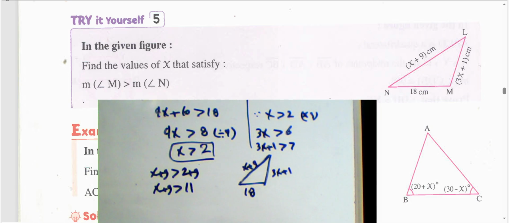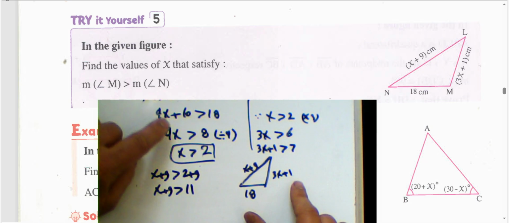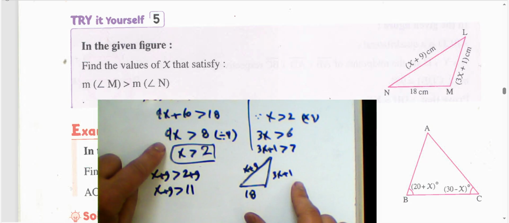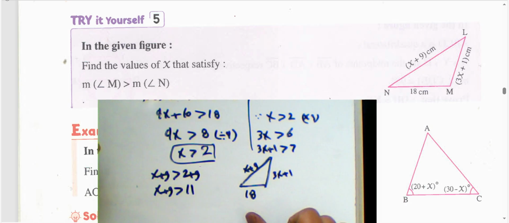Any number greater than 11, we have down 18 here. The sum of any two sides is greater than the third. I write x plus 9 plus 3x plus 1. We have 4x and 10 greater than 18, so we have x greater than 2. Any number greater than 2. If we add here 9 plus 2, 11.